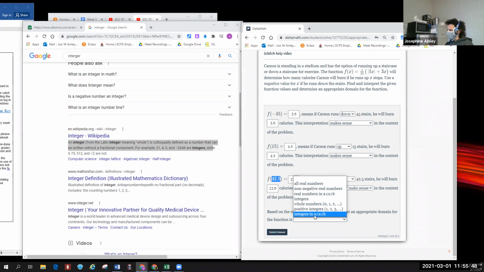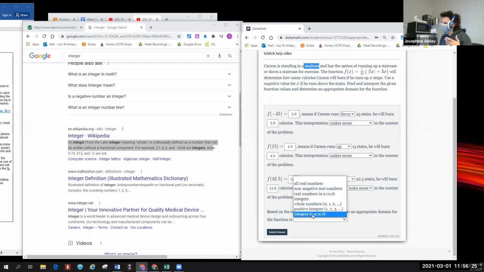So in this problem, if I'm standing on the stairs and I can run up or down, can I run up forever? No, because this is a real world problem. There's no stadium that goes on forever, right? So it's going to stop. Can I run down forever? No. So it's going to be between two numbers. What kind of numbers is that? I can't have half a step, but I could have negative numbers because I could have negative 45 steps. All right, so it's integers between a constraint.